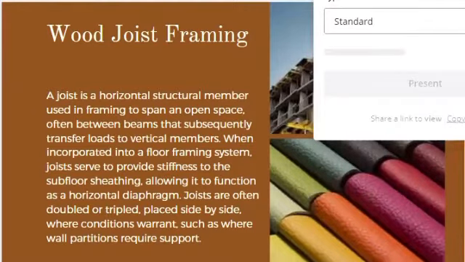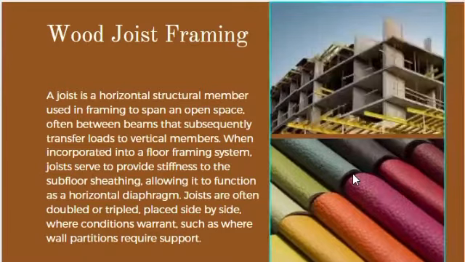I'll be talking about the wood joist framing. So a wood joist framing is a joist, a horizontal structural member used in framing to span an open space, often between beams, that subsequently transfer loads to vertical members. When incorporated into a floor framing system, joists serve to provide stiffness to the subfloor sheeting, allowing it to function as a horizontal diaphragm.